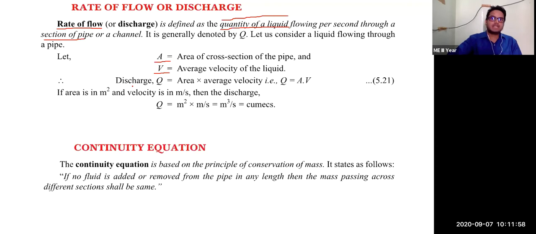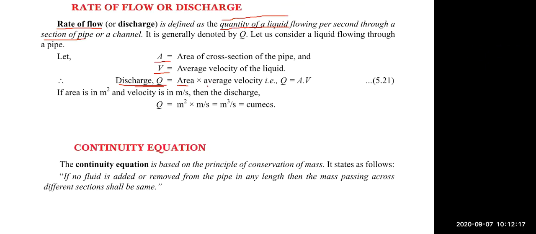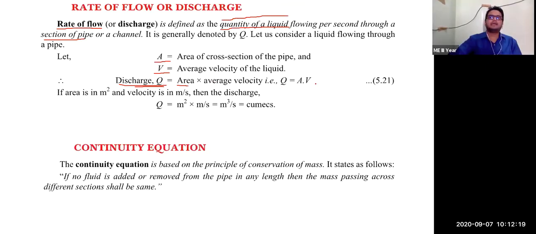Then the discharge will be represented by capital Q. Always remember, discharge is represented by capital Q. Now, what is the value of this capital Q mathematically? Mathematically, Q equals area into average velocity. Q equals A into V.